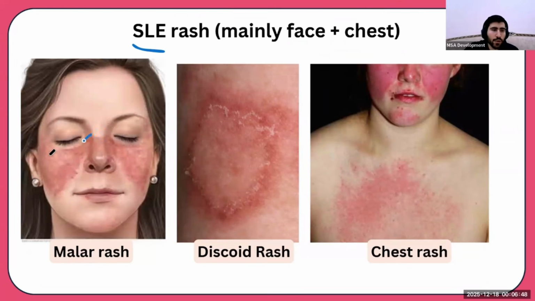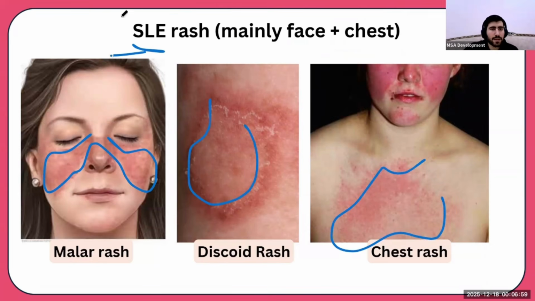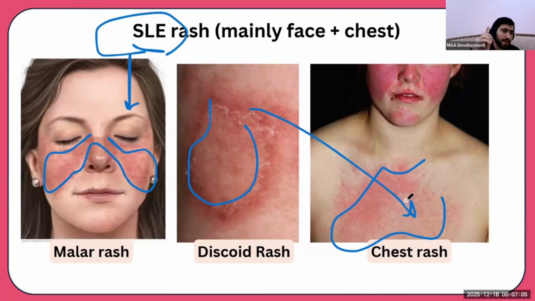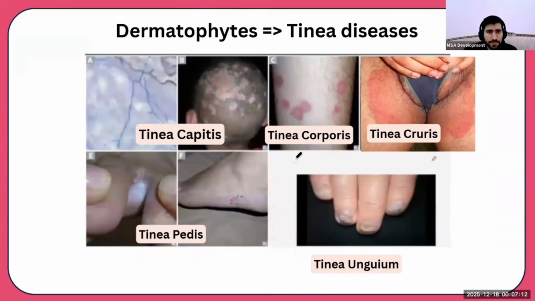Now, SLE rash. SLE can cause malar rash. It can cause discoid rash, which is a sudden rash in a specific place, well demarcated, and it may cause chest rash. The question was like this: SLE will affect which of the following parts of the body? The answer is face and chest. SLE only affects face and chest in terms of rash, okay? So SLE causes malar rash, discoid rash, and chest rash.